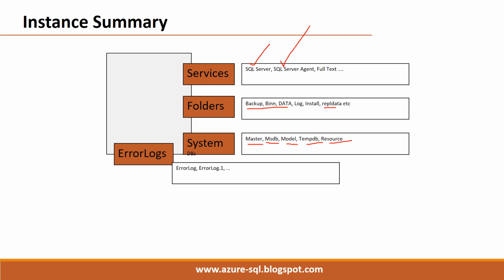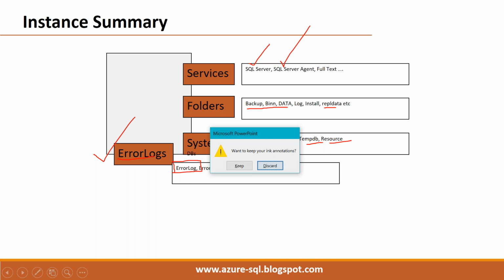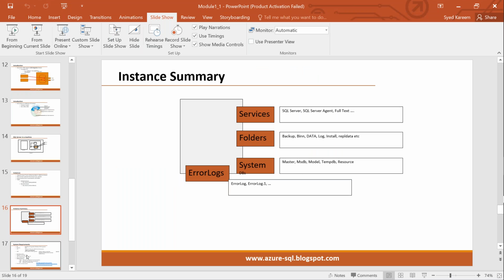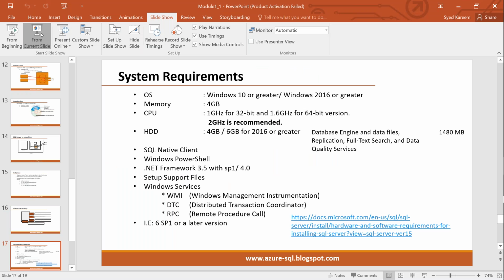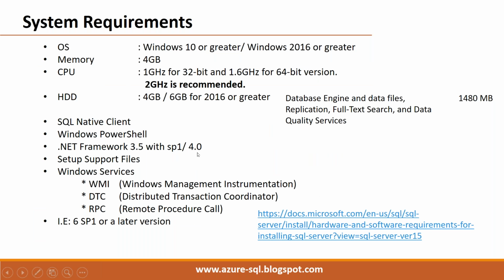The Resource database is a hidden database. It is for patching purposes. We'll see it in module 3 again in detail. Then every instance has its own error logs. This is called the current log. We have seen just now how to check the errors. Error logs are important for us. So there are four major components. Every instance has four major components which we have to work with as a DBA.